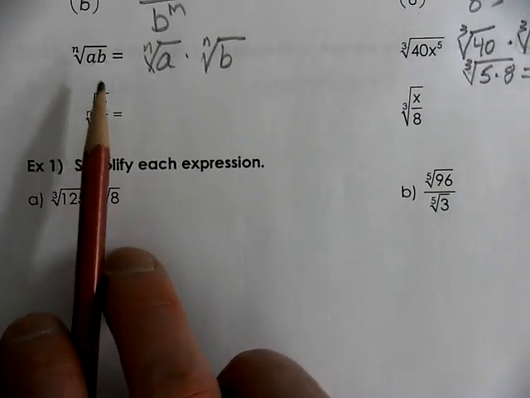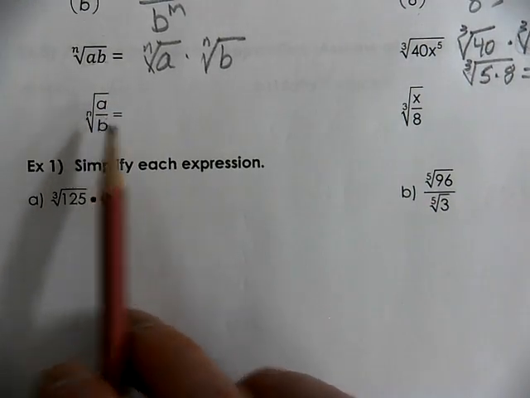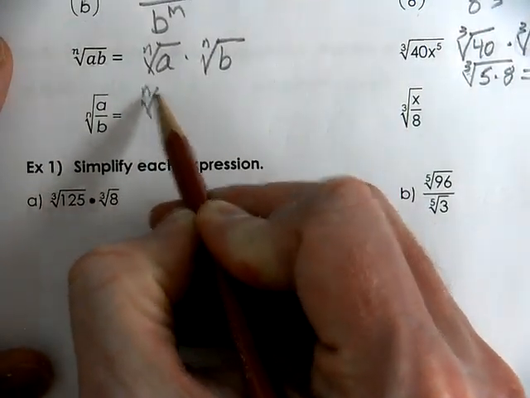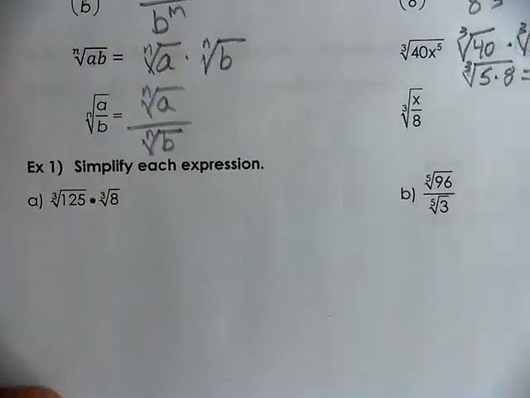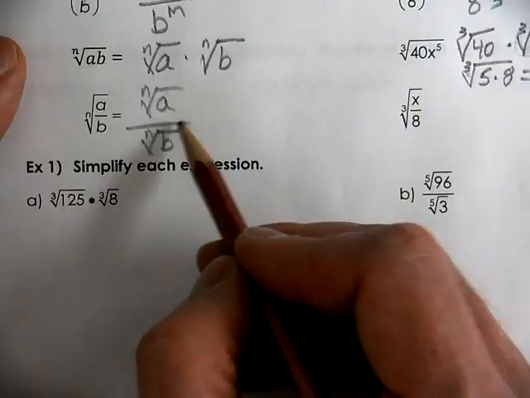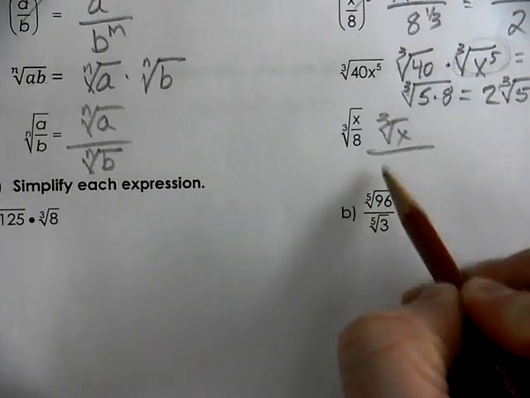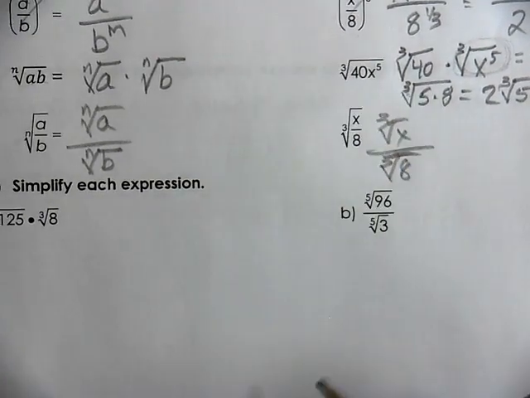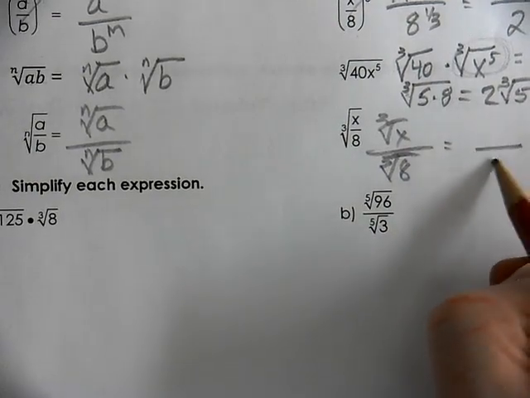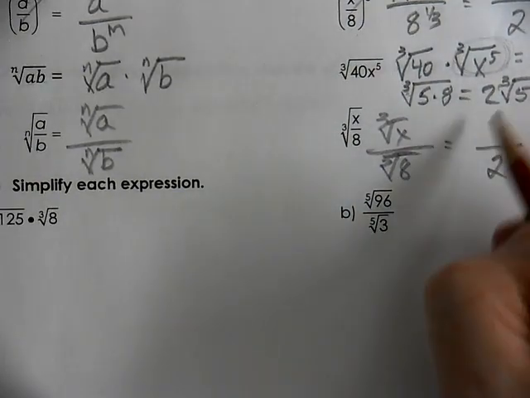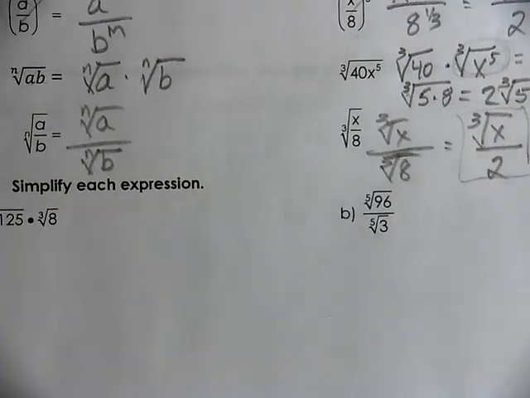Here, in the same format, here's a radical. This is a radical of a fraction. So we can break that fraction up into the 2. So we're going to do that over here. This is the cubed root of x, and it's also the cubed root of 8. Well, I know what the cubed root of 8 is. So I just have the cubed root of x left over.